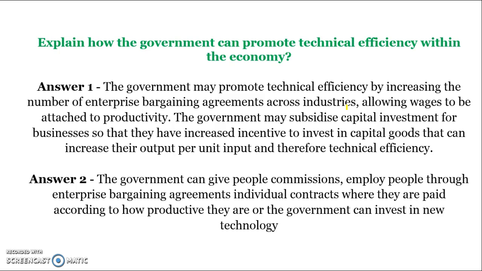Explain how the government can promote technical efficiency within the economy. The government may promote technical efficiency by increasing enterprise bargaining agreements, which means people get paid for performance as opposed to their wages just being set centrally. By tying wages to productivity, people might work harder. The government could subsidise capital investment so that firms are more likely to invest in new technology and equipment. Again, that will make us more efficient going forward. You can also give commissions to people, although that's more from the private sector.